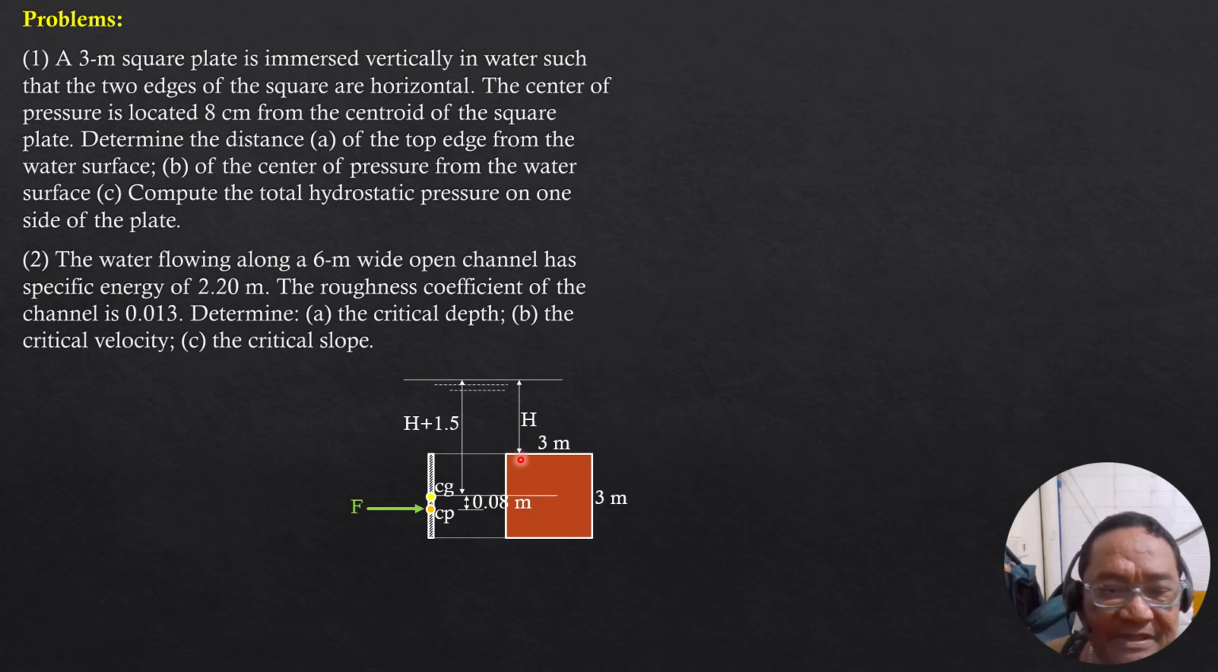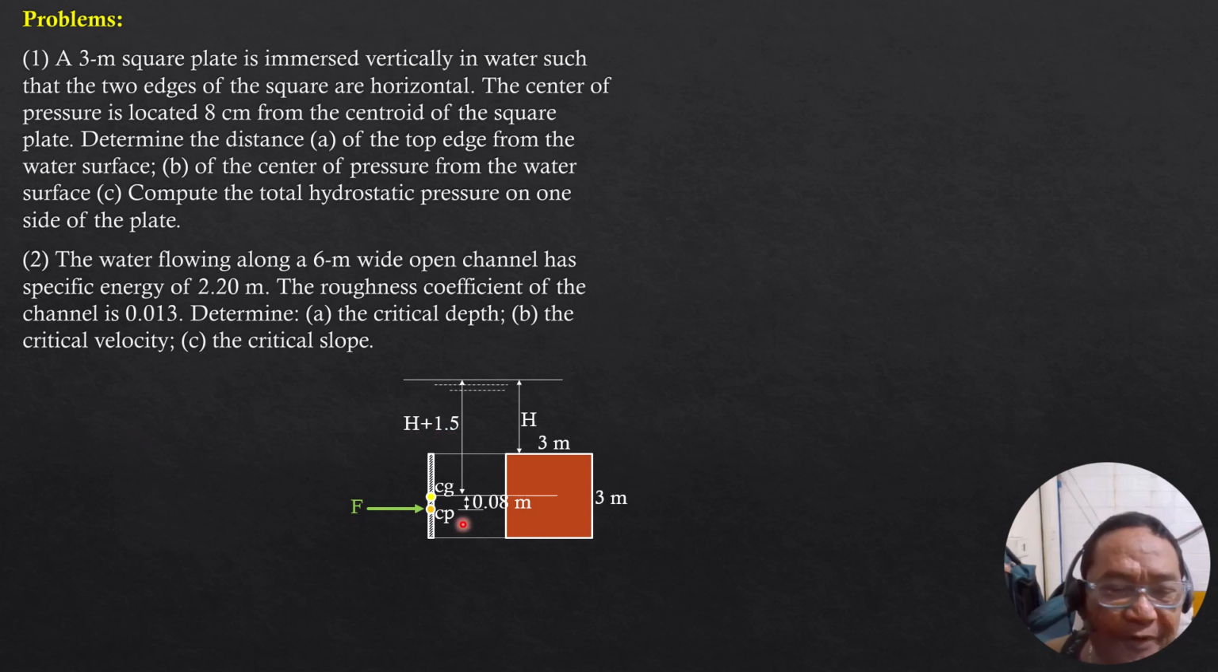This is the first requirement, the distance of the top edge of the gate from the water surface. Because the gate is 3 by 3 meters, the distance from the top edge to the centroid is equal to h plus half of 3, which is 1.5. That is also h bar.